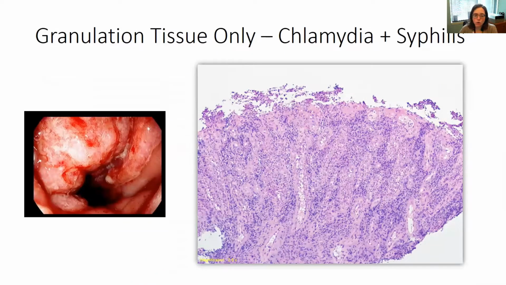Some cases have no glands whatsoever, and you only have granulation tissue. This is a case of both chlamydia and syphilis, and the only reason why I thought about the diagnosis was because it was so plasma cell rich. And the patient indeed had a history when we dug into the chart of both chlamydia and syphilis, partially treated.